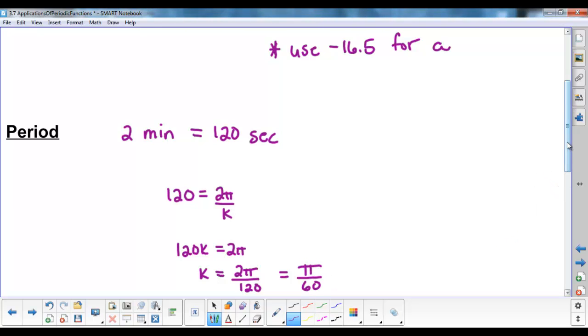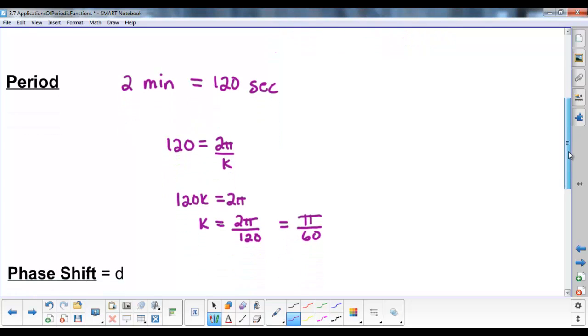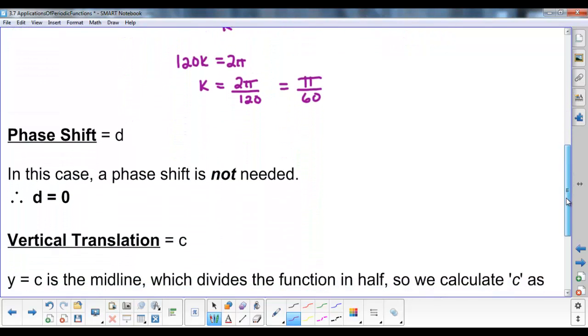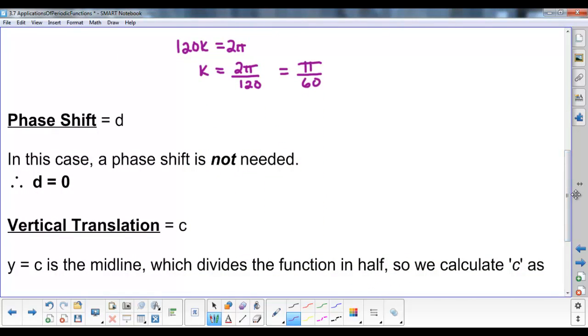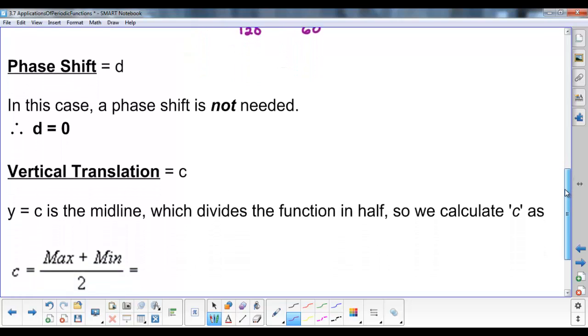So we have our a value, negative 16.5. We have our k value is pi by 60. Now, because we have chosen to use the reflected cosine function, we don't need to worry about any phase shift. Okay, so in this case, our phase shift is going to be 0. Then the last thing we just need to worry about is our vertical translation. We need to find our midline.